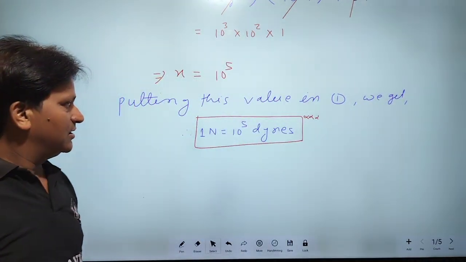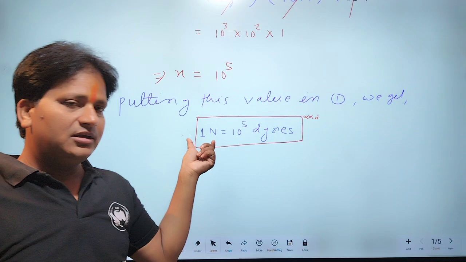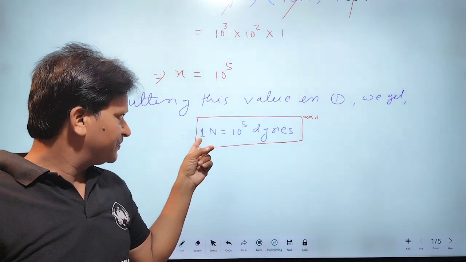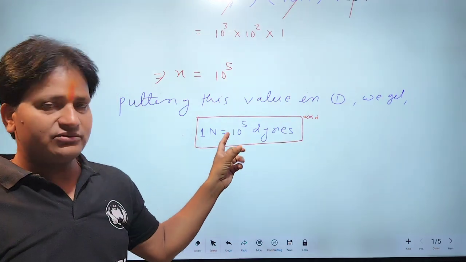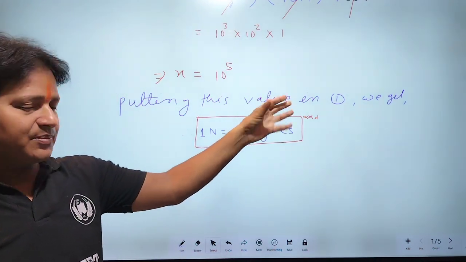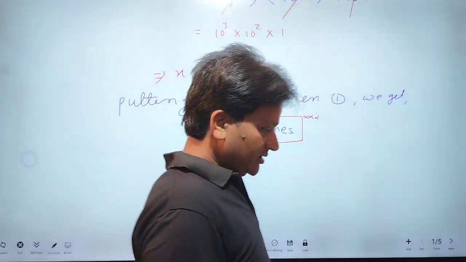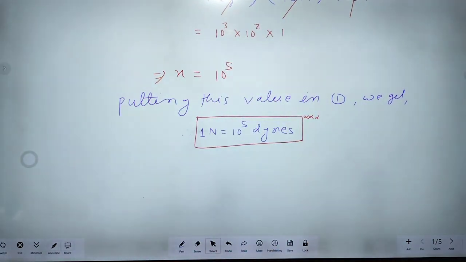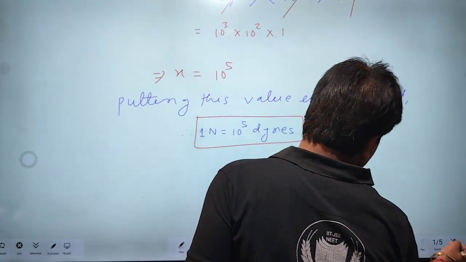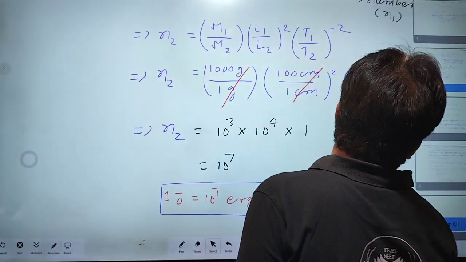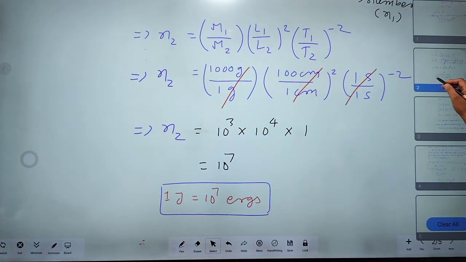You should remember this value: 1 Newton is equal to 10 to the power 5 dynes, just like 1 meter is equal to 100 centimeter. Now I am going to take a second example question.